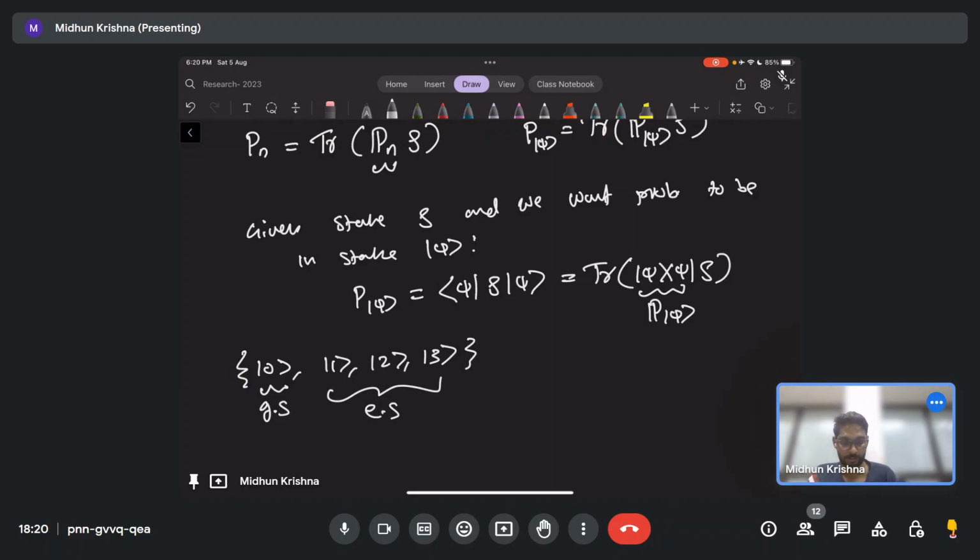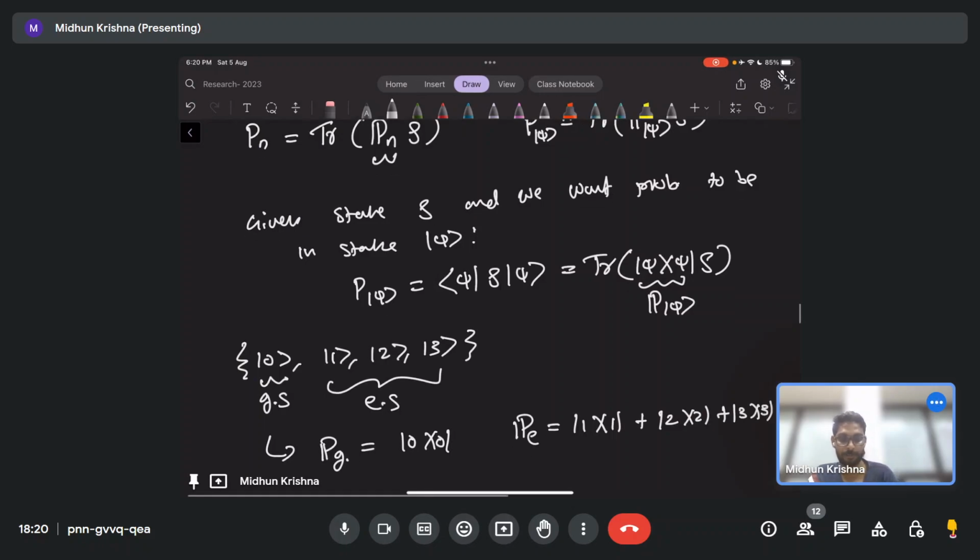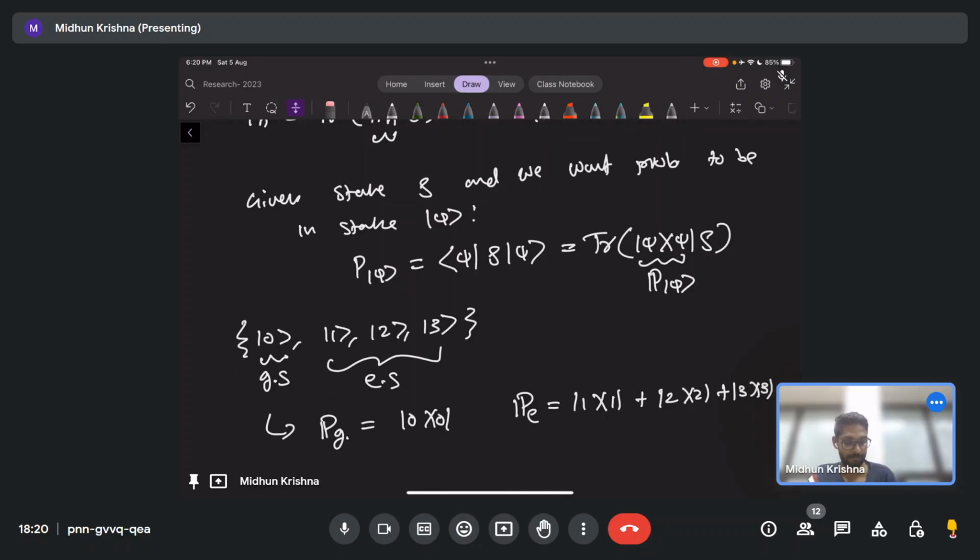For the ground state, I can define the projection P ground to be |0><0|. And for the excited state, P excited, I'll define it as, so it can be in the one state, or the two state, or the three state. So I add the projectors corresponding to the three other states.